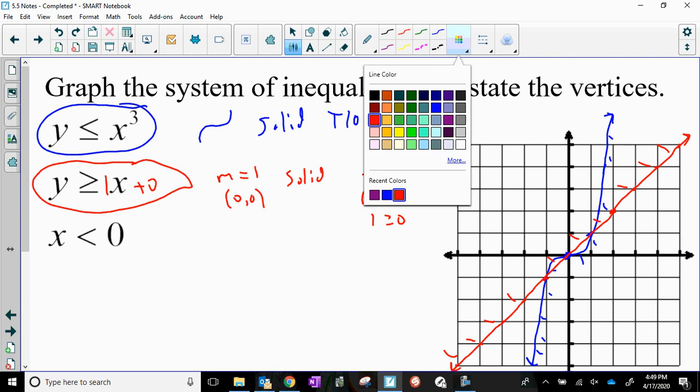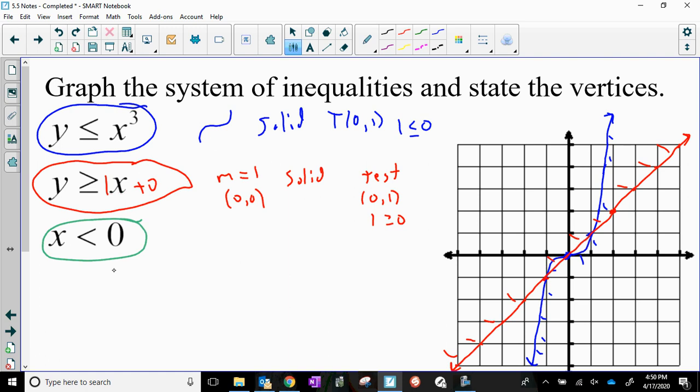And then the last one that we have right here is x is less than 0. X equals 0 is the y-axis, and less than that would be on the left side. So here's x equals 0. This is going to be dashed. We're going to shade on the left side.